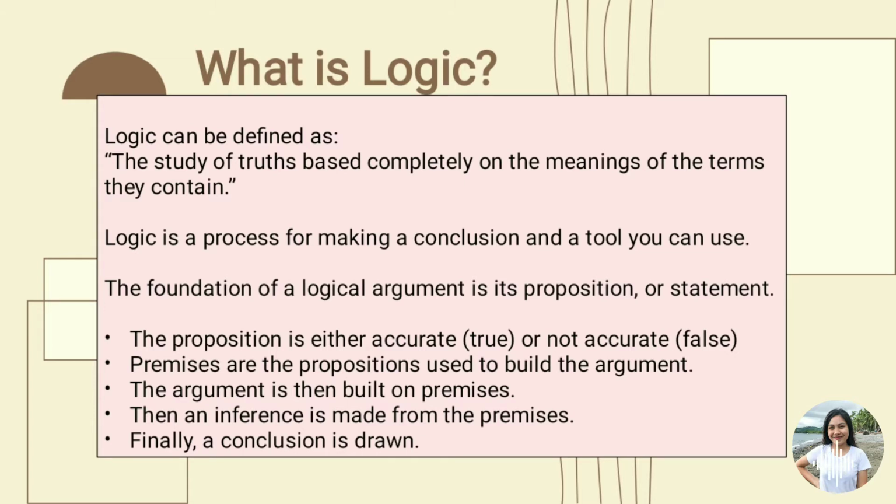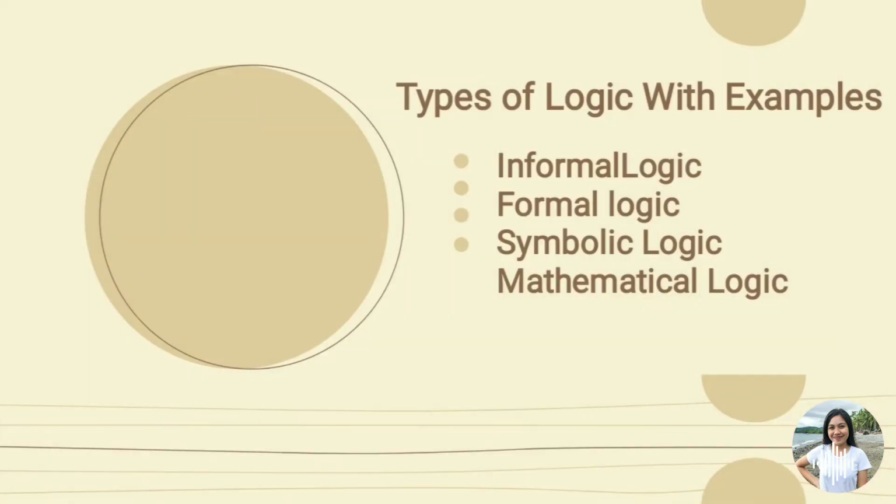Then, an inference is made from the premises. Finally, a conclusion is drawn. So, if we say conclusion, ito yung what we conclude from those premises. Generally speaking, there are 4 types of logic. First, informal logic. Second, formal logic. Third, symbolic logic. And last, mathematical logic.